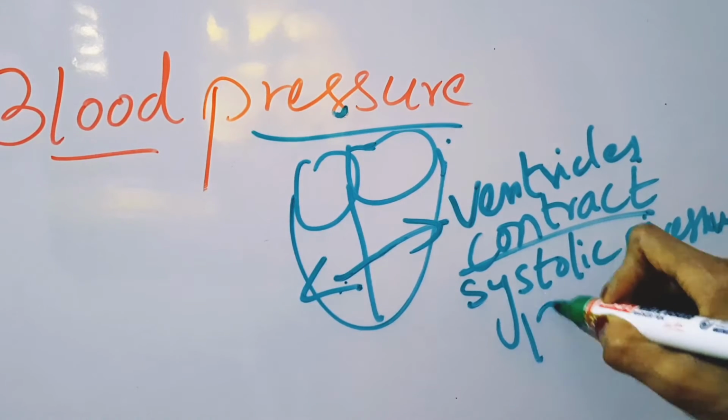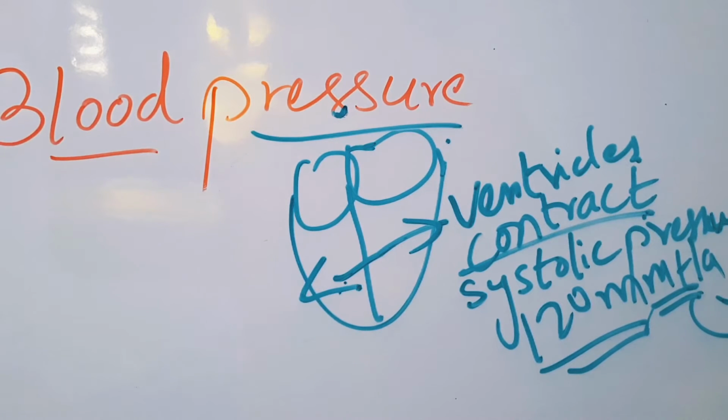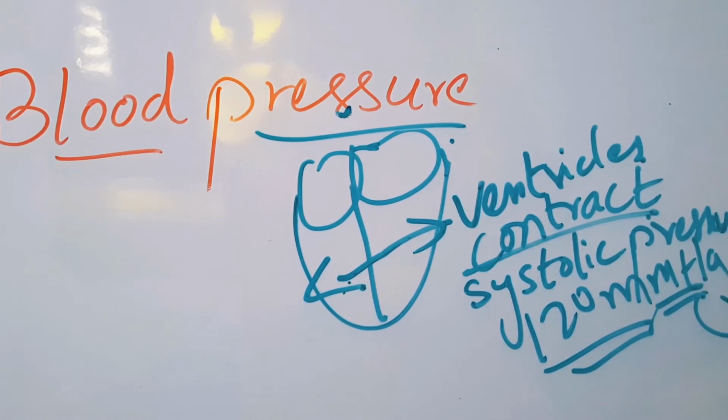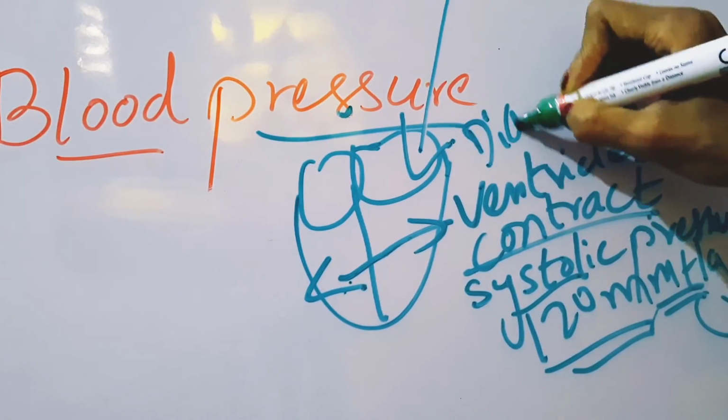Systolic pressure should be around 120 mmHg. When the ventricles contract, the blood is pushed out to the other parts of the body through the arteries. So when the ventricles contract, the pressure should be around 120 mmHg. There are two types of pressure: one is systolic pressure, another one is diastolic pressure.